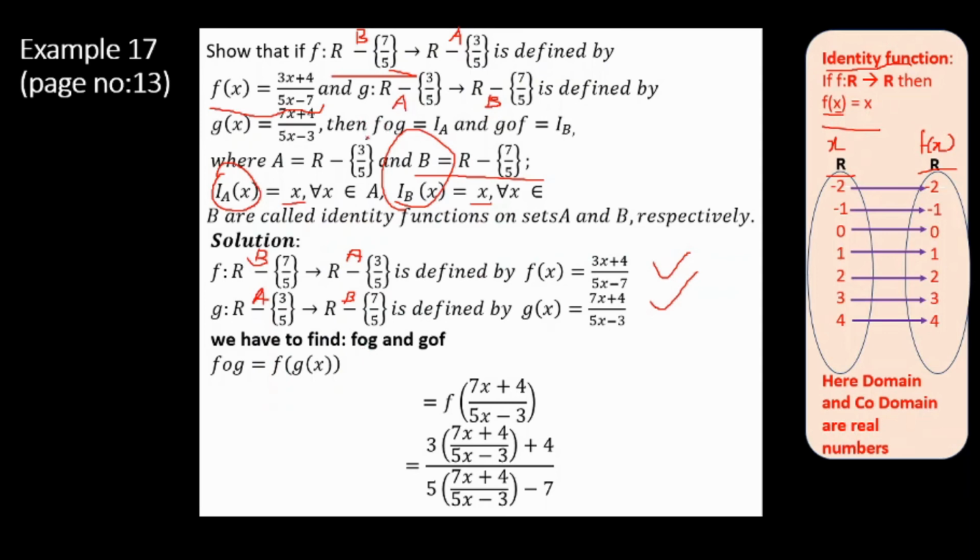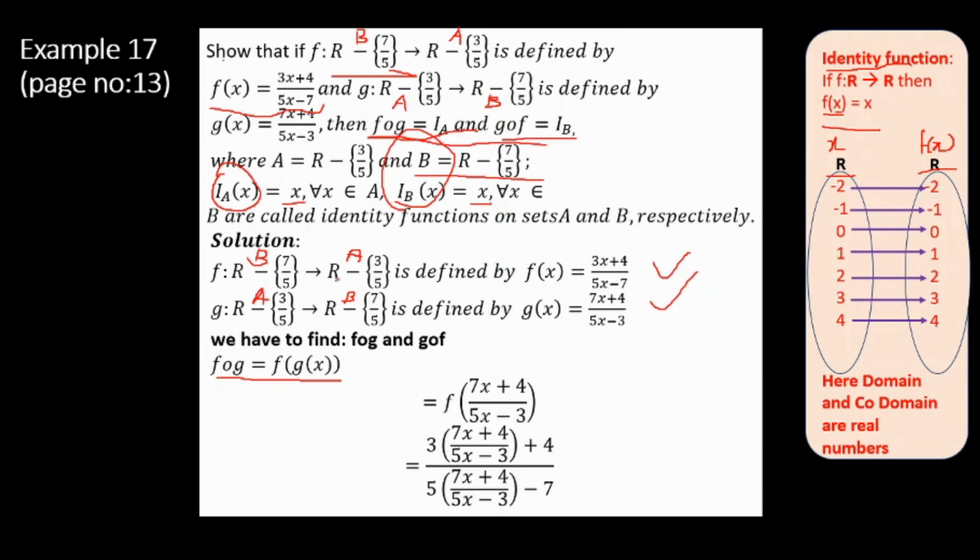We have to show that fog is equal to the identity function on set A, and gof is equal to the identity function on set B. This is all given, and we have to show this. So for that we have to find fog and gof. Let us go for fog first. fog is equal to f of g of x.